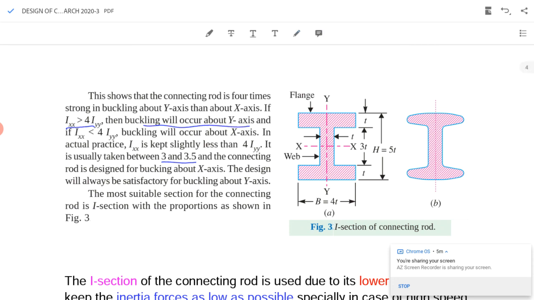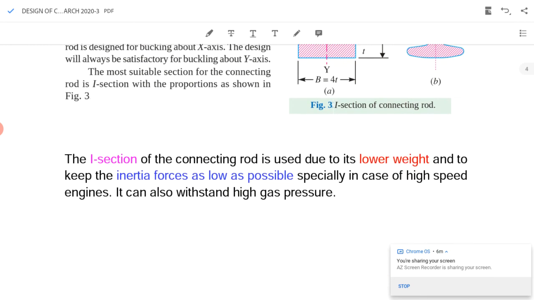Now, why do we select an I section? As we can see in this figure, a large amount of material is removed near the web, so it is very light. When it becomes light, its mass will reduce and it will reduce the inertia forces. So the I section is preferred due to its lower weight and lower inertia forces.